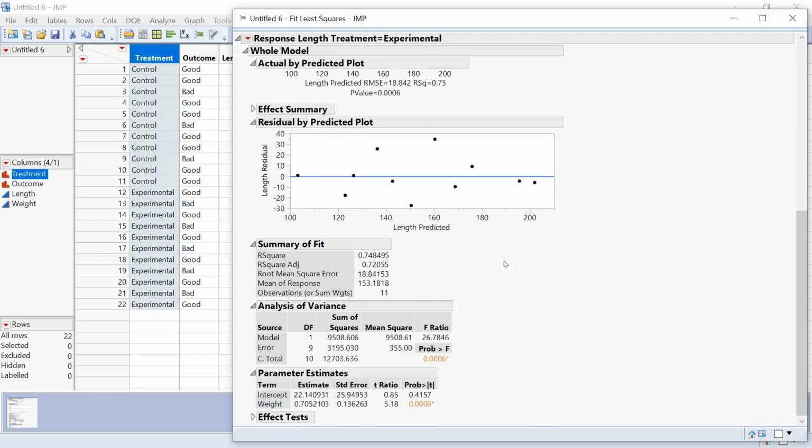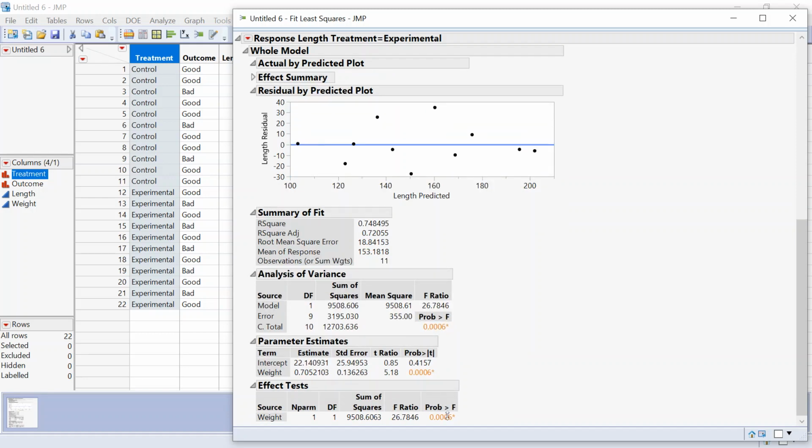And so again, we get the slope and the intercept, and the results of the effect tests, right? So again, significant. And now this is just for the experimental group. And you can also get a hint that you've done the analysis right and you've just looked at one group at a time because it tells you your sample size here. The number of observations is 11, whereas the total number of observations is 22.